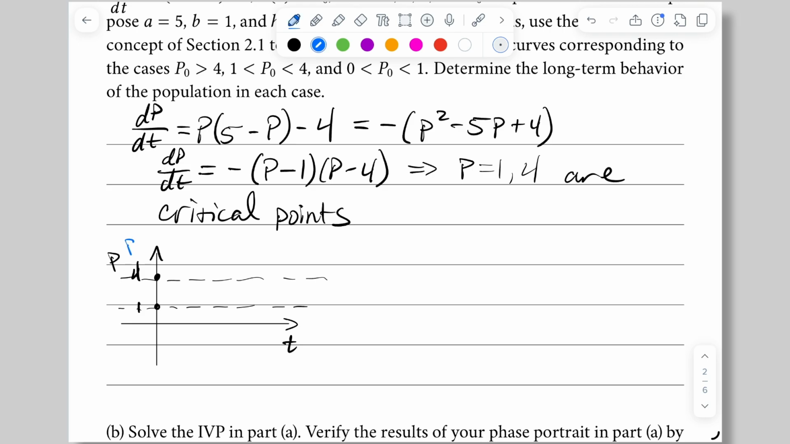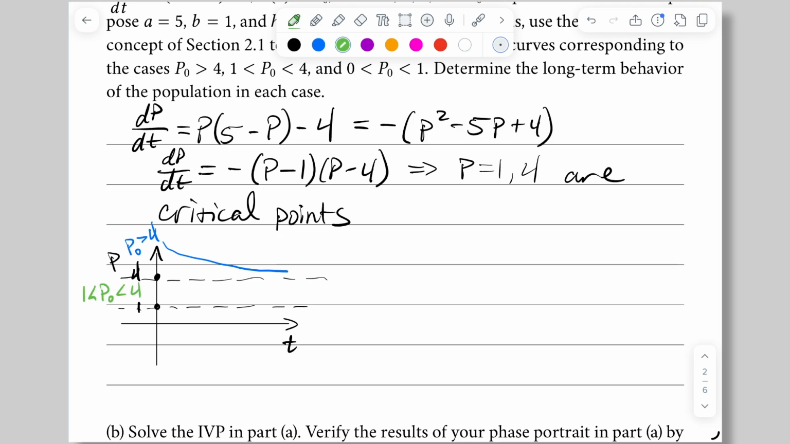And suppose we have an initial population P naught that's greater than 4. Looking at dP/dt equals negative P minus 1 times P minus 4, a P naught value of greater than 4 is going to give us a negative derivative. So we're going to have a population that's going to decline until it levels out at 4. I'm assuming it's like 4,000 or something like that. It's probably not 4 fish.